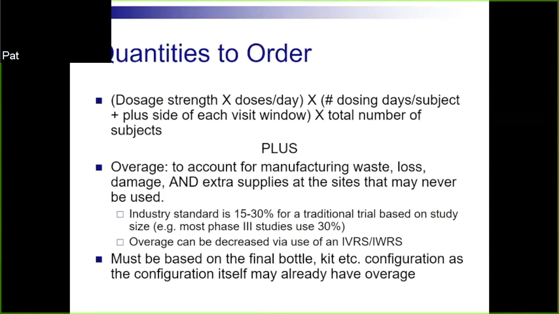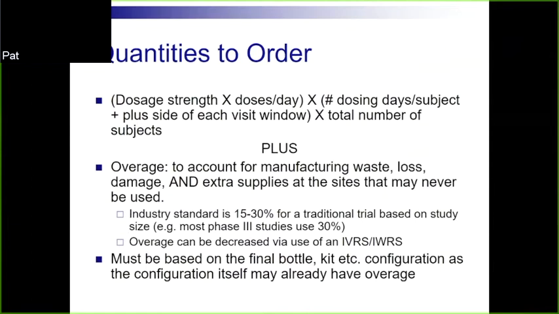Now that we've got a nice robust supply chain, and we've got material that's already in bottles and ready to get into kits and out to sites, one of the first things we try to predict is how much we're going to order. Sometimes this seems like an insurmountable task, but it's pretty straightforward, looking at the number of dosages per subject per day, the number of days of dosing, and then eventually the number of subjects.